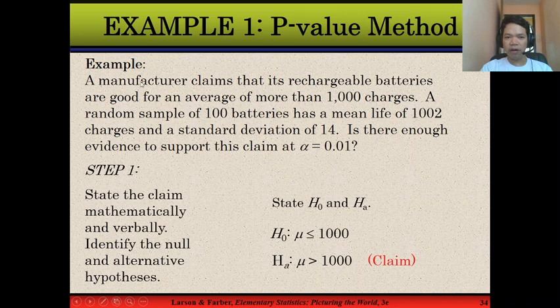At ang claim ng company o ng manufacturer ay ito, nasa alternative. So yun yung step 1. State mo yung null, state mo yung alternative, then identify mo nasan dito yung claim. Will it be the null or the alternative hypothesis?